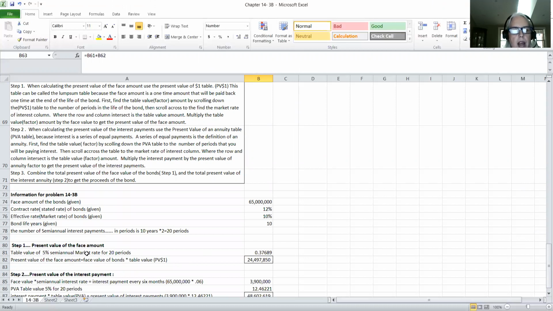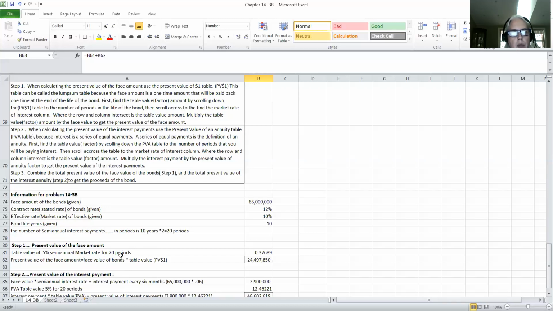To calculate the present value of the face value, we're going to need to look at the tables that Cengage has given us. We're going to look up on our tables the semi-annual market rate of interest. The semi-annual market rate of interest for this company is 5%. The annual rate was 10%. We divided it by 2 to get the semi-annual rate, which is 5%. We're going to look on our table at 20 periods because the life is 10 years, but we're paying interest and we're also amortizing twice a year. So there will be 20 periods in the life of this bond issue.